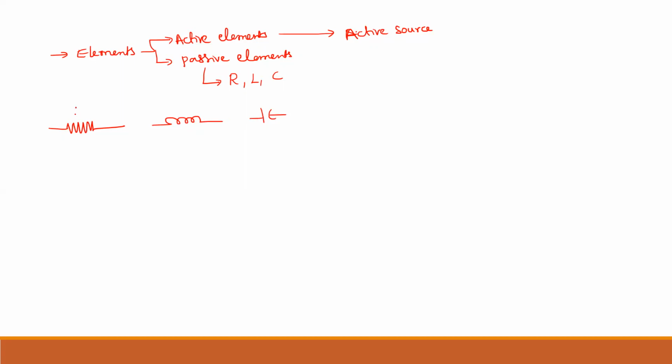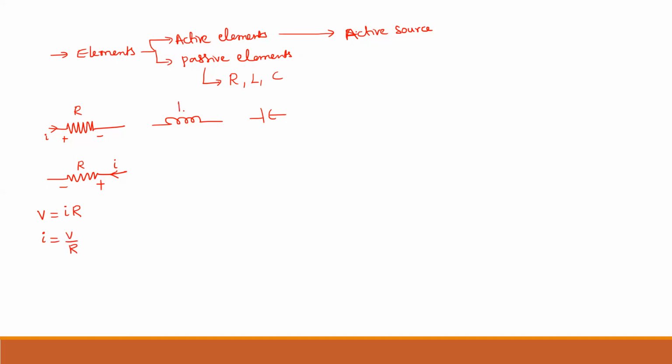Now, for the resistor, the polarity depends on the current direction. If this is my current direction, this is positive and this is negative. If I take one more resistor, and my current direction is opposite, it is the same resistor, but depending on the current direction, this is positive and this is negative. The voltage across the resistor is I into R, where I equals V by R.